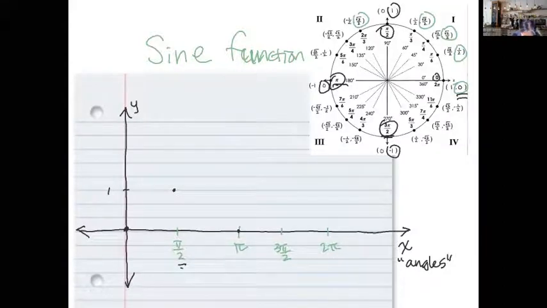3 pi over 2, and then it's going to be -1. Then once we hit 2 pi again, this becomes 0 again, right here. Then we can go by all the critical points between the quadrant angles.